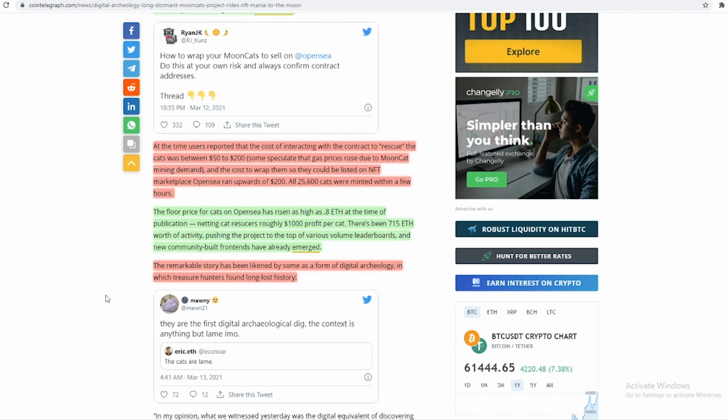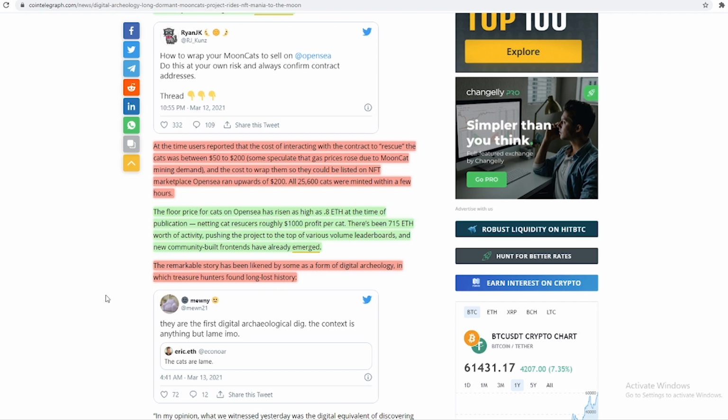The floor price for cats on OpenSea has risen as high as 0.8 ETH at the time of publication, netting cat rescuers roughly $1,000 profit per cat. There's been 715 ETH worth of activity, pushing the project to the top of various volume leaderboards, and new community-built front ends have already emerged.